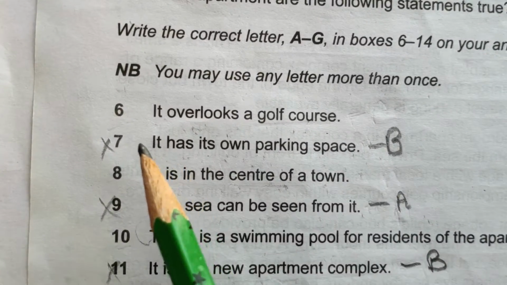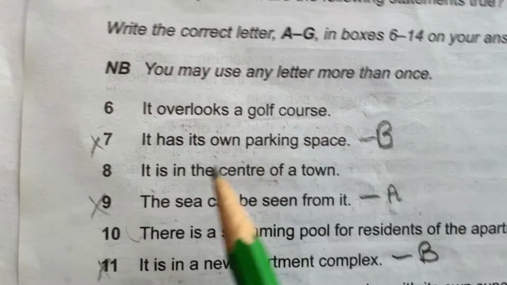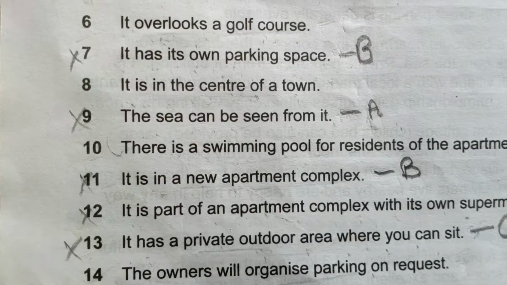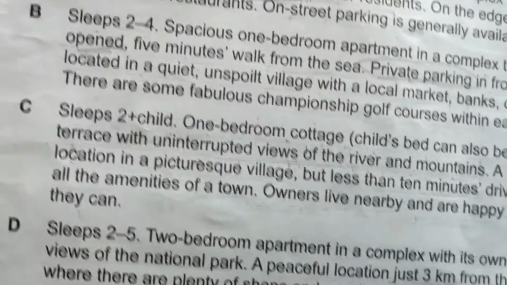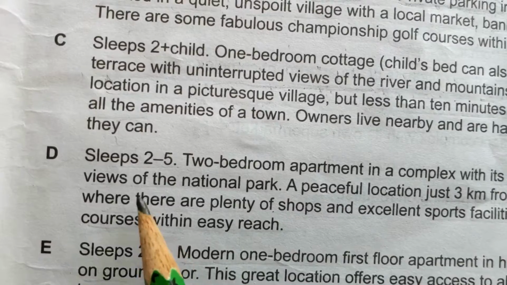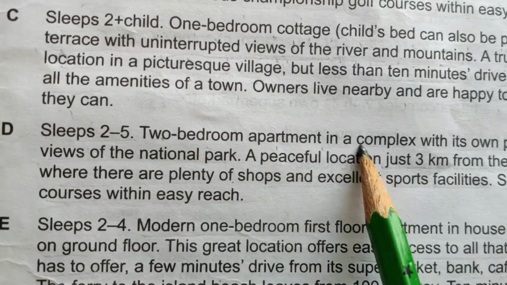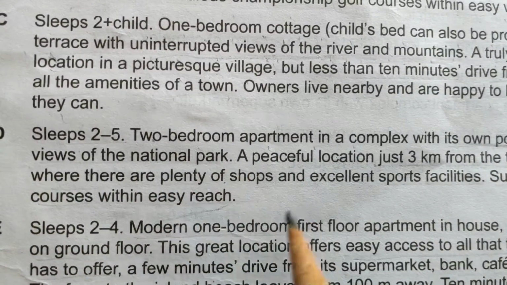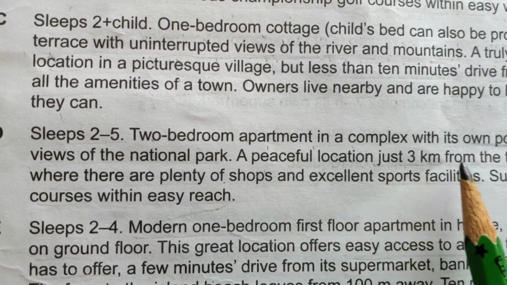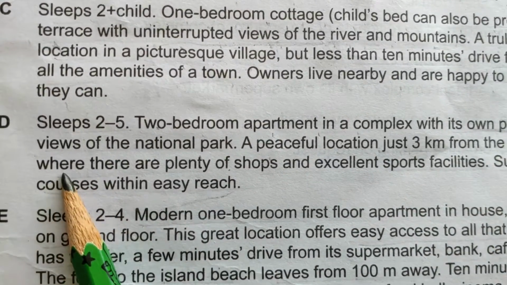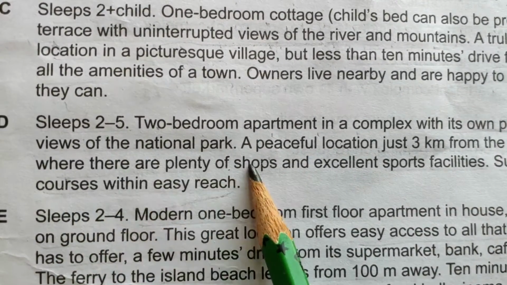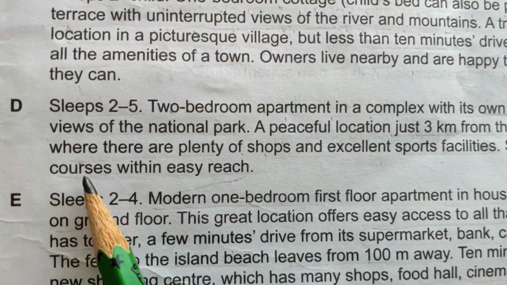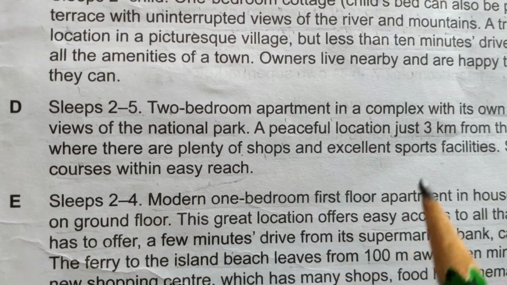Now how many options are left? Overlooks a golf course, center of a town, swimming pool. Okay, owners will organize parking on request. Okay, let's move on to D. Two bedroom apartment in a complex with its own pool and beautiful views of the national park. A peaceful location just 3 km from the town center, where there are plenty of shops and excellent sports facilities. Superb local golf courses within easy reach.